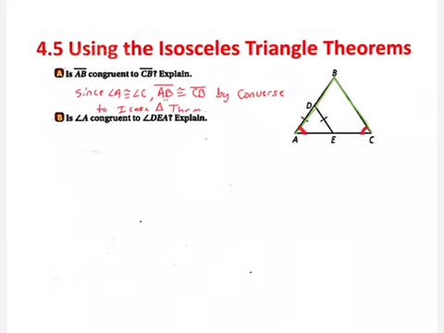Then question B states, is angle A congruent to angle DEA? So let's go back and look. Well, the opposite of what we just saw is in play here. Since we know that DA is congruent to segment DE, then angle A should be congruent to angle DEA by the isosceles triangle theorem.